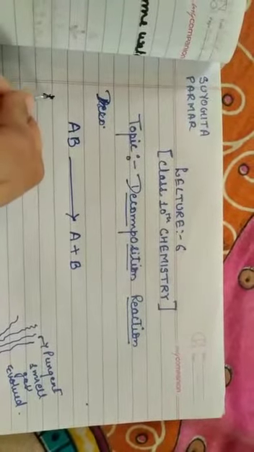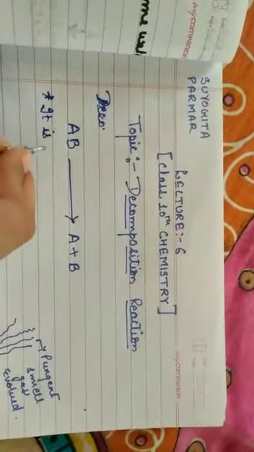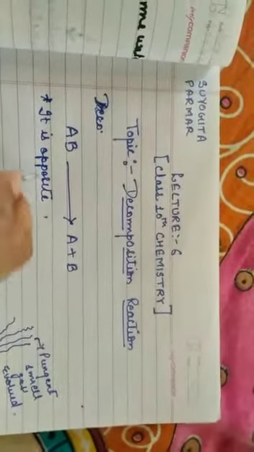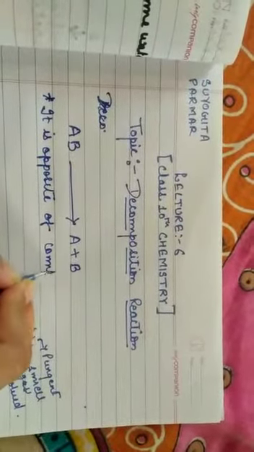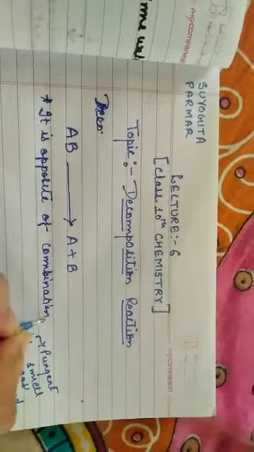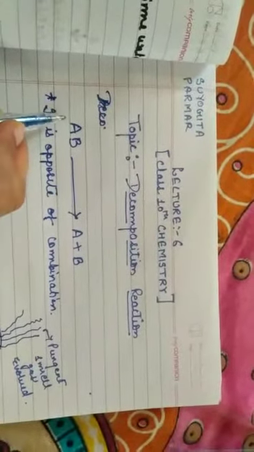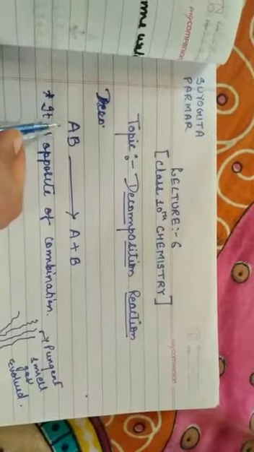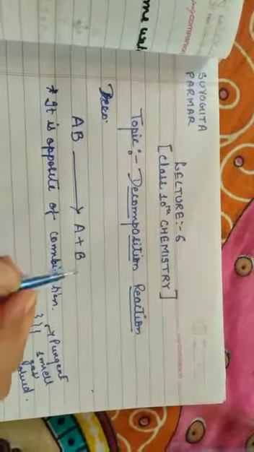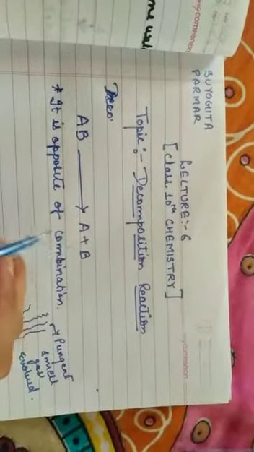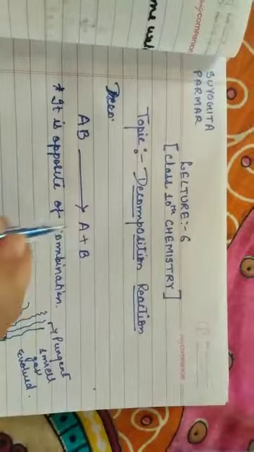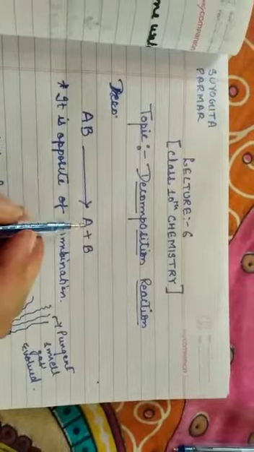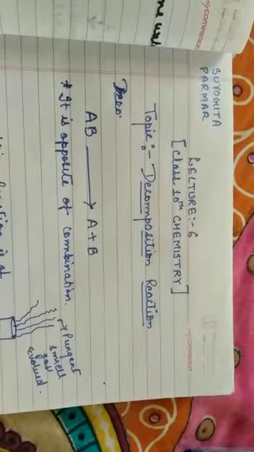Okay, next important point is that it is the opposite of combination reaction. Why? Because in combination reaction, two compounds combine together to form a single product. Here, a single reactant dissociates or decomposes into two or more compounds. So this is the difference between decomposition and combination, and we can say that the combination reaction is the opposite of decomposition reaction, or decomposition reaction is the opposite of the combination reaction.